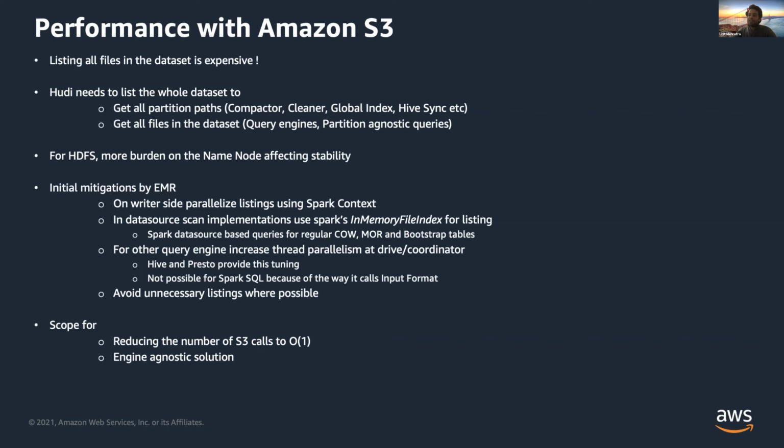On the other query engines like Hive and Presto, our recommendations were more around tuning the thread parallelism at the driver. It does not do it in a distributed way across the cluster, but you can make it multi-threaded at the driver itself. But in general, we felt that there was still a lot of scope for improvement, and we felt that we could reduce this order of n list calls that we are making, and if possible make it O(1). And it was possible to implement an engine agnostic solution, so we don't have to depend on that engine itself to do listing, for example using Spark context for Spark to parallelize and multi-threads for the other engines.